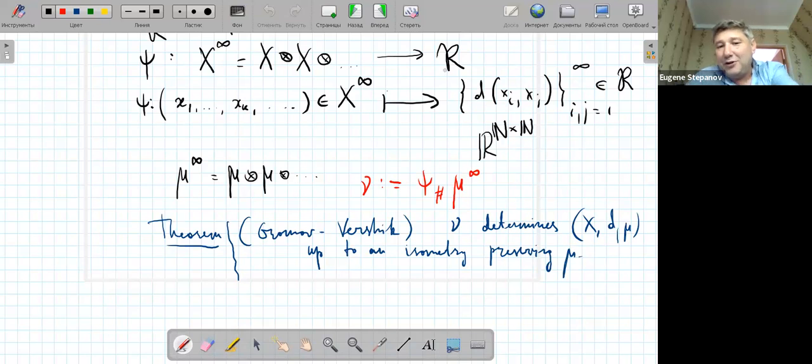Which means that if you are not thinking about measure, you make some small errors in your measurements, most probably you will reconstruct the Urysohn universal space or its subset if you are speaking about just finite sigma k.